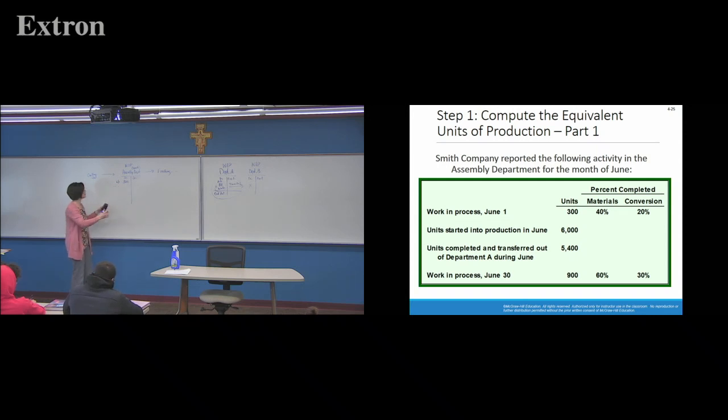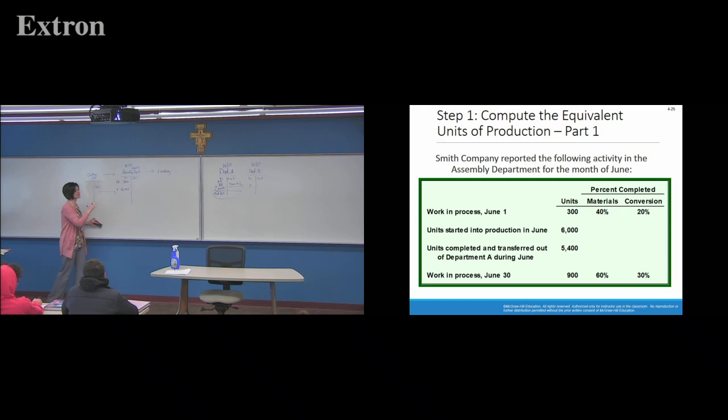Throughout the month of June, more units were transferred out of that department and came into this department, right? So all of the units have to pass through the same process. The units that were started in production in June were 6,000. That means that during the month of June, we had another 6,000 units added to the assembly department. So in total, we have 6,300 units that were in the assembly department at some point in the month of June. Okay, follow?